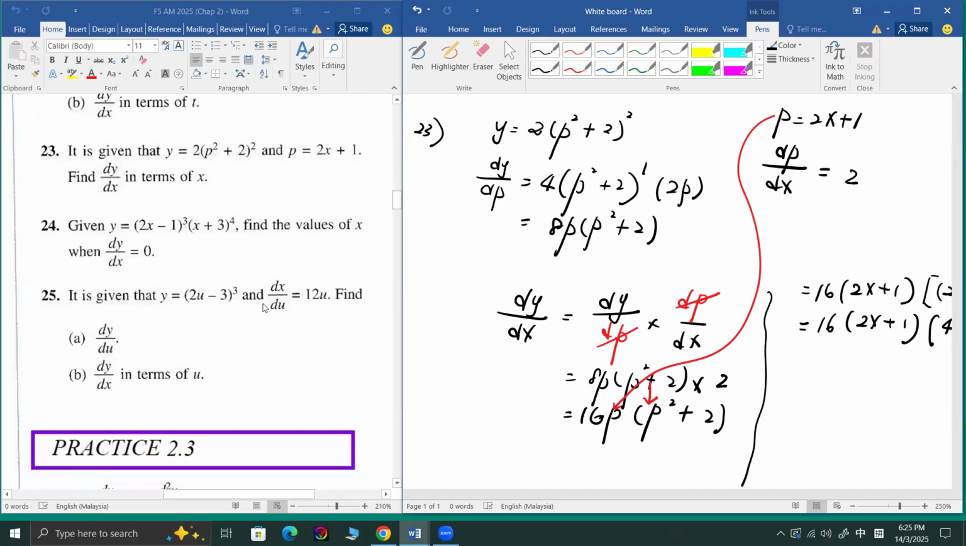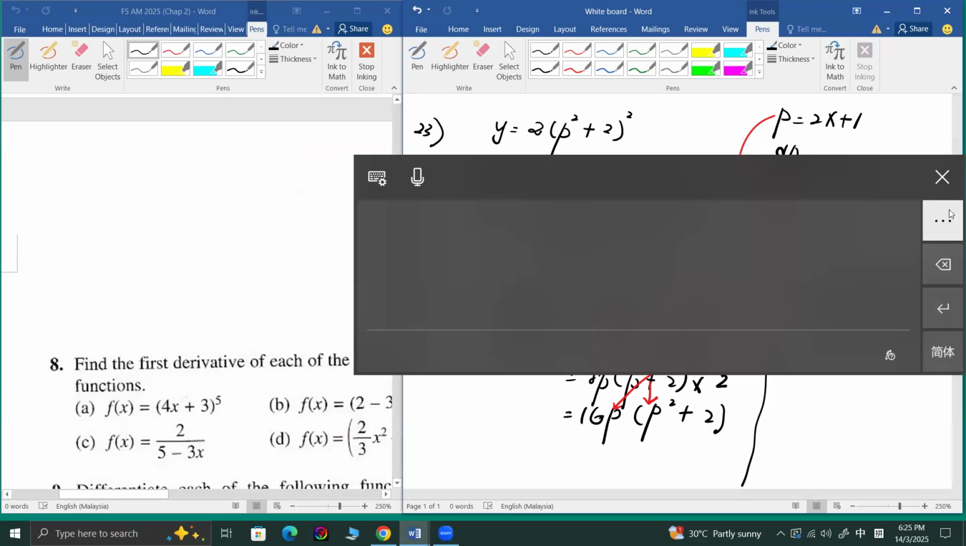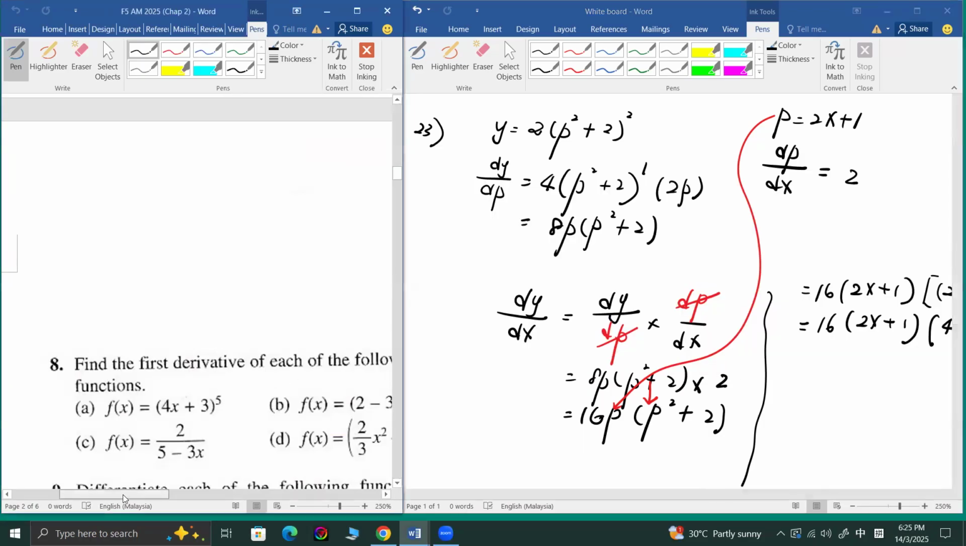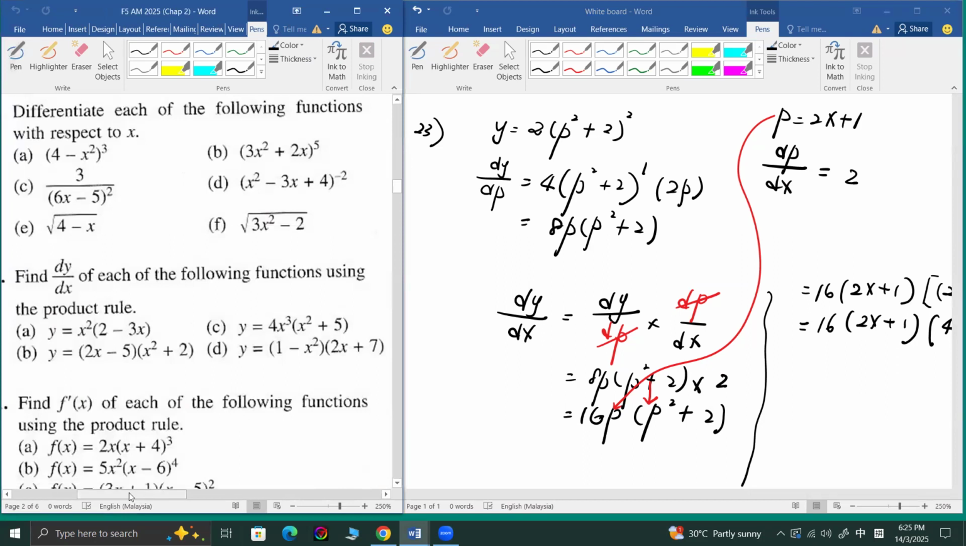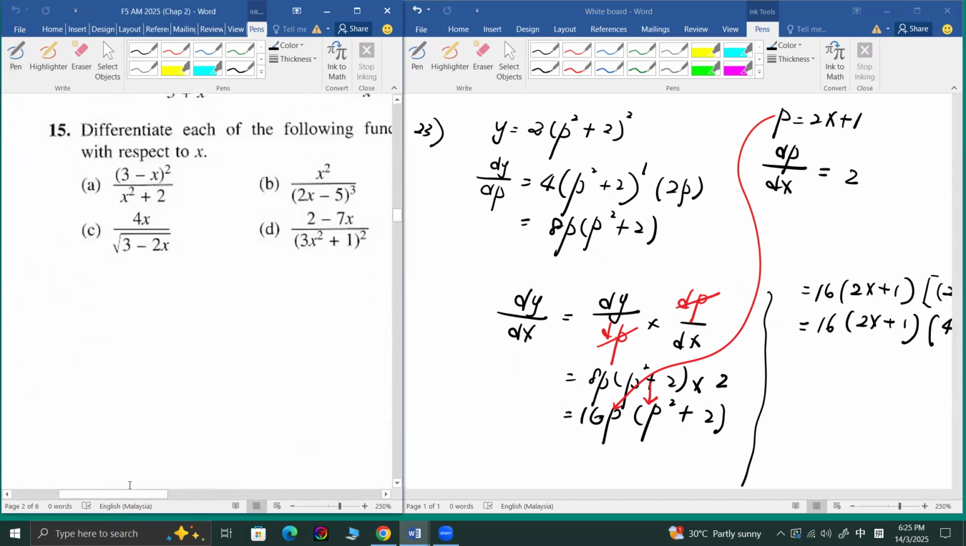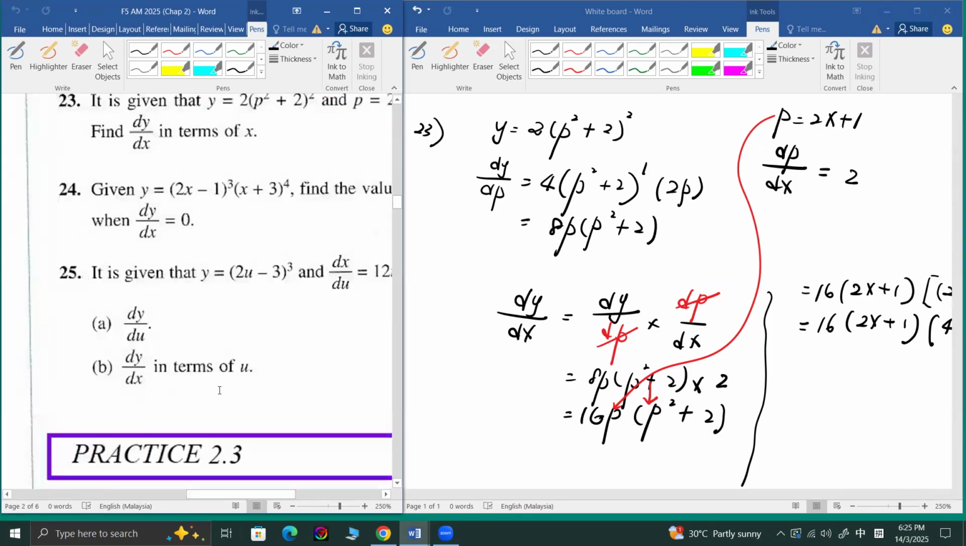So for question 24, I'm not going to wait for you to do here. You refer. How you do? This one I leave as homework for you. As what I said, I'm not going to ask you to do every question here. So for this, class, 24, you refer. This is UV method, UV method.